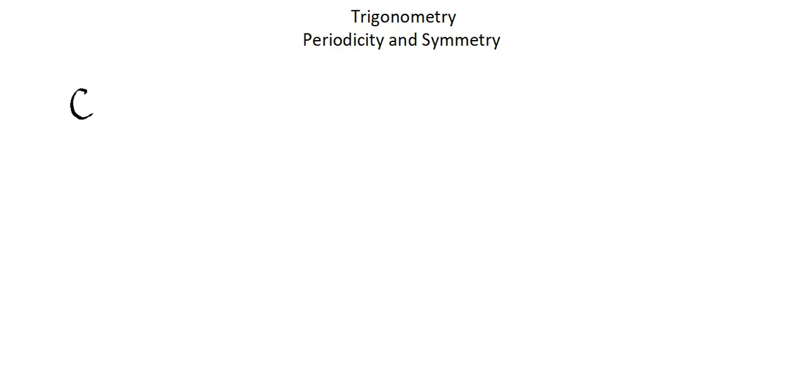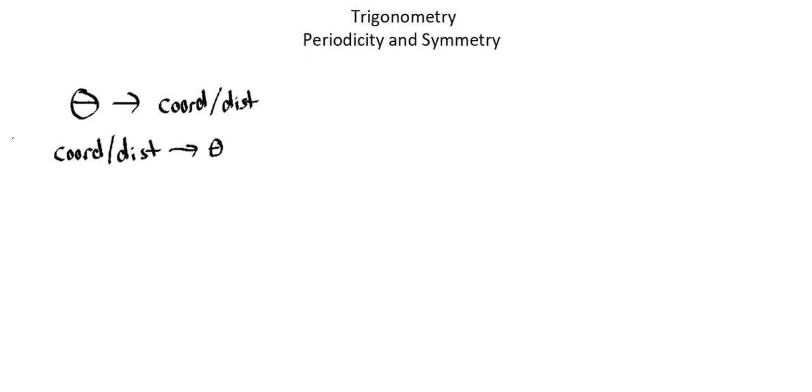One is going from an angle measure to a coordinate or a distance measure, and the other is going from the coordinate or the distance measure to the angle measure. When we're solving problems with trigonometry, we're doing one of these two calculations. So let's begin by talking about periodicity.